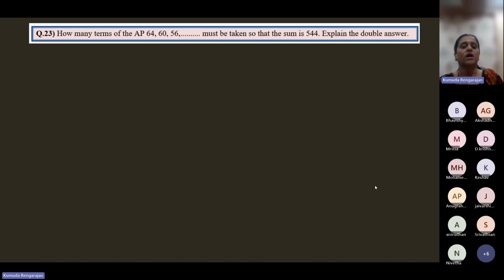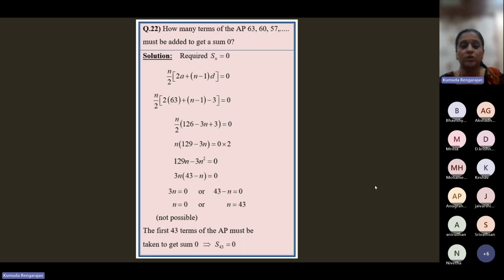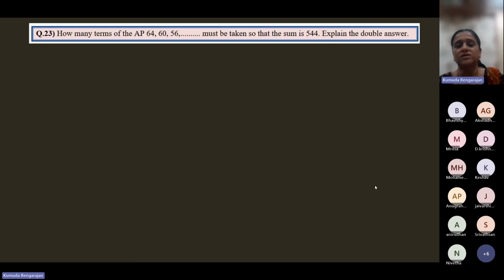The next question is, how many terms of the AP 64, 60, 56, and so on must be taken so that the sum is 544? Here sum 0, Sn is equal to 0. Here sum 544. And we have one more question, explain the double answer. So that means when we work the quadratic equation and find the values of n, we'll get two acceptable values for n. So that double answer you should explain.